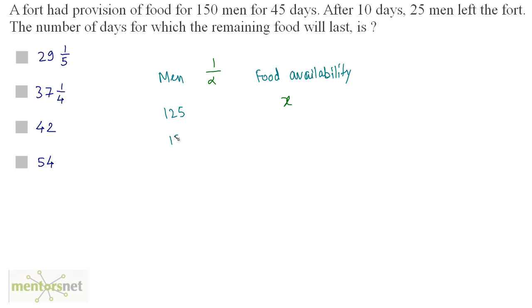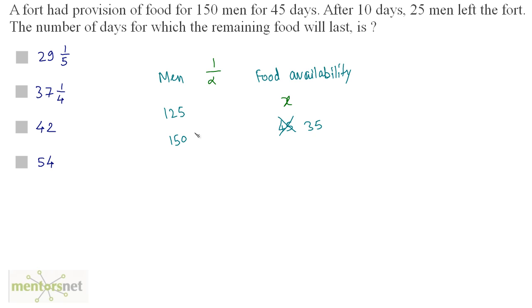Next we have 150 men whose food availability is 45 days. But if you take 45, it is wrong. You should take 35 here. Why? Because 10 days have passed and these 150 men ate for 10 days, right? So the food available is 35 days, right? After 10 days, the food available will be 35 days. So 150 men, the food available is 35 days.